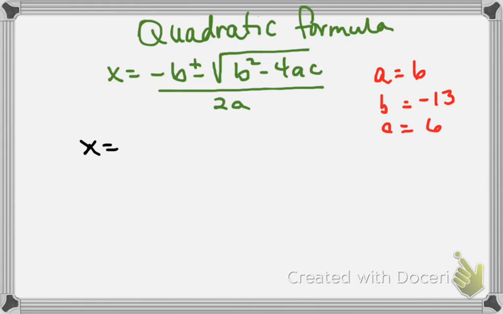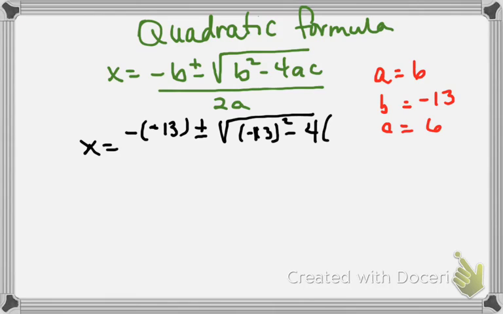X equals negative b, so my b is negative 13, so we have a negative negative 13, which we know is going to be a positive. And then the square root: b is negative 13, and we're going to square that. Now here's where a lot of kids mess up: they put negative 13 squared in a calculator and get a negative answer. This part will always be positive, because a negative 13 times a negative 13 is a positive. A graphing calculator thinks you are squaring just the 13, not the negative. So you have to put the whole thing in parentheses, just like I did here.